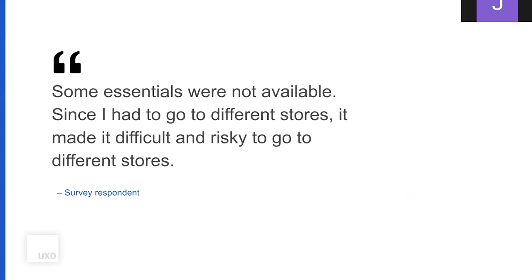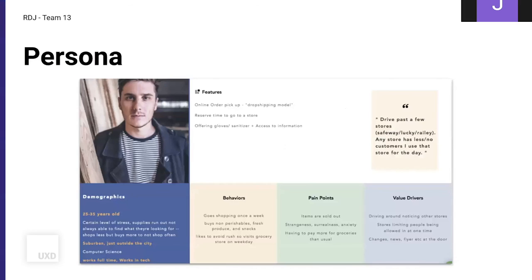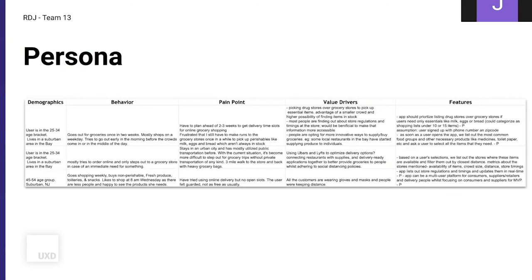We also validated one of our initial ideas, which was that essentials were just not really available in some places, forcing people to go to different stores to find an item and not be sure if it was in stock. So based on that, we created some ideas of who might benefit from the product we're building. So we built personas, another set of personas.